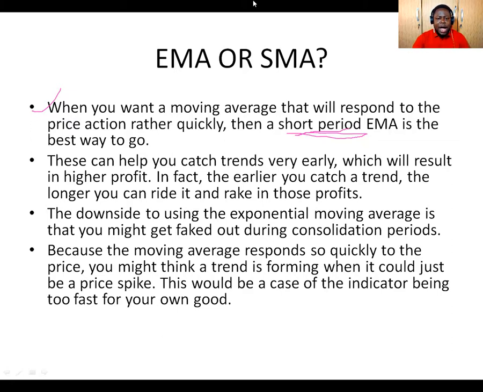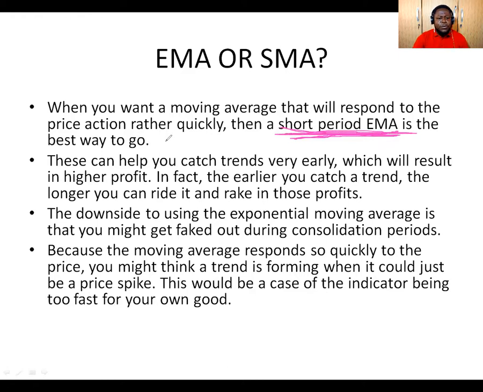So if I use 20 for one moving average and I use 50 for another, we can say that the 50 moving average is a longer one and the 20 moving average is a shorter one. Do you understand? Good. So the note is saying that when you want a moving average that will respond to the price action quickly, then use a short period EMA. It is the best way to go.